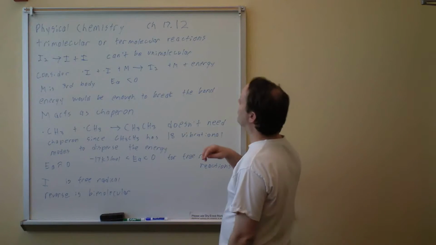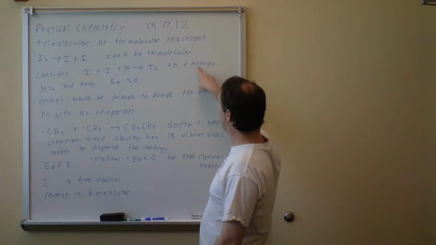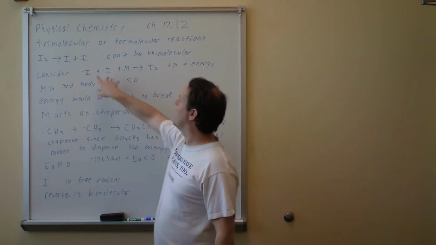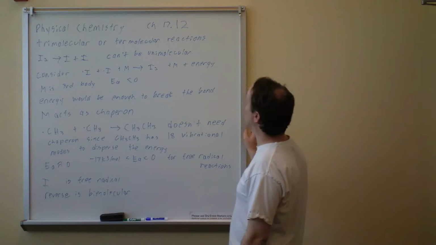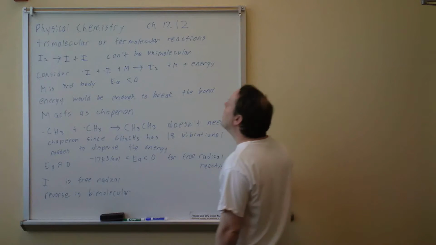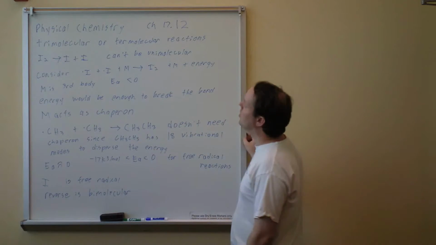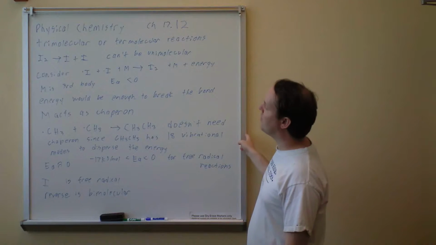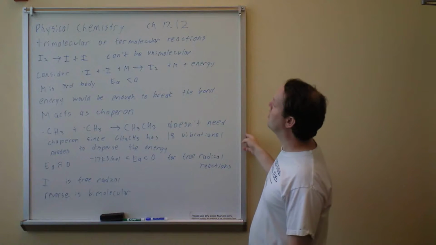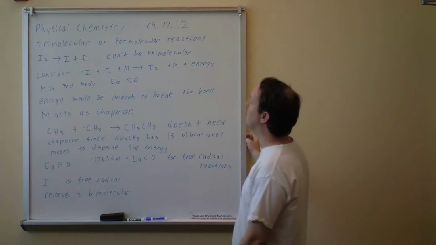And that'll give us I2 plus M plus energy. Remember, these two coming together, you might expect to be exothermic or something, right? So it turns out, the energy of activation is normally positive. We're going to show why for free radical reactions it's closer to zero. It can actually be negative.